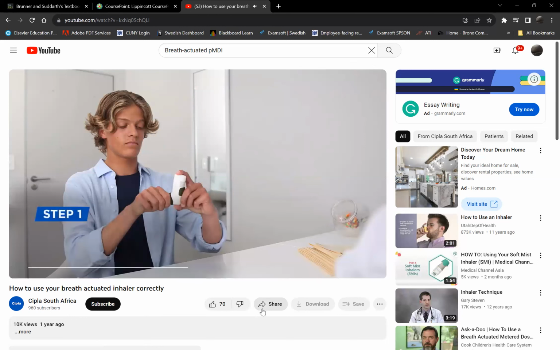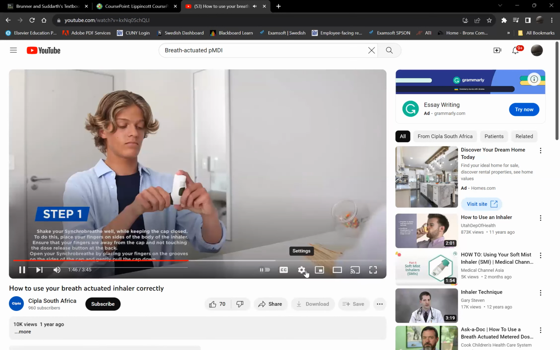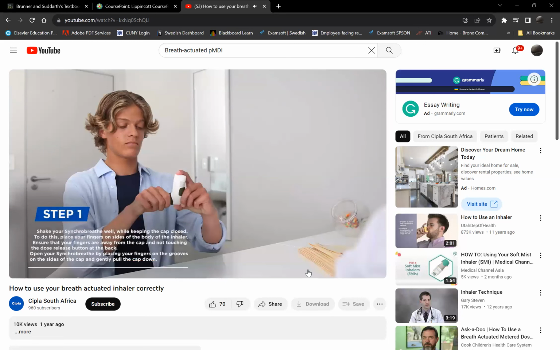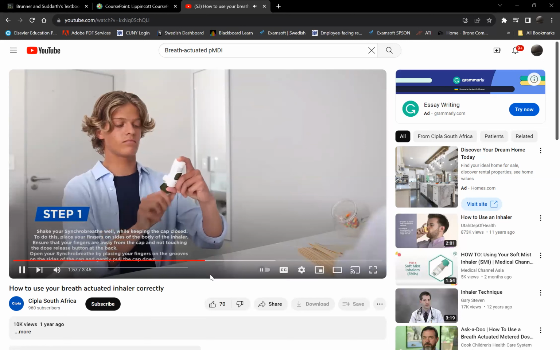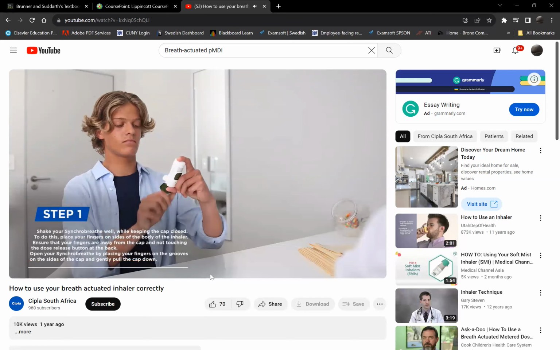Shake and open. Shake your Synchro Breathe well while keeping the cap closed. To do this, place your fingers on the sides of the body of the inhaler. Ensure that your fingers are away from the cap and not touching the dose release button at the back. Open your Synchro Breathe by placing your fingers on the grooves on the sides of the cap and gently pull the cap down.